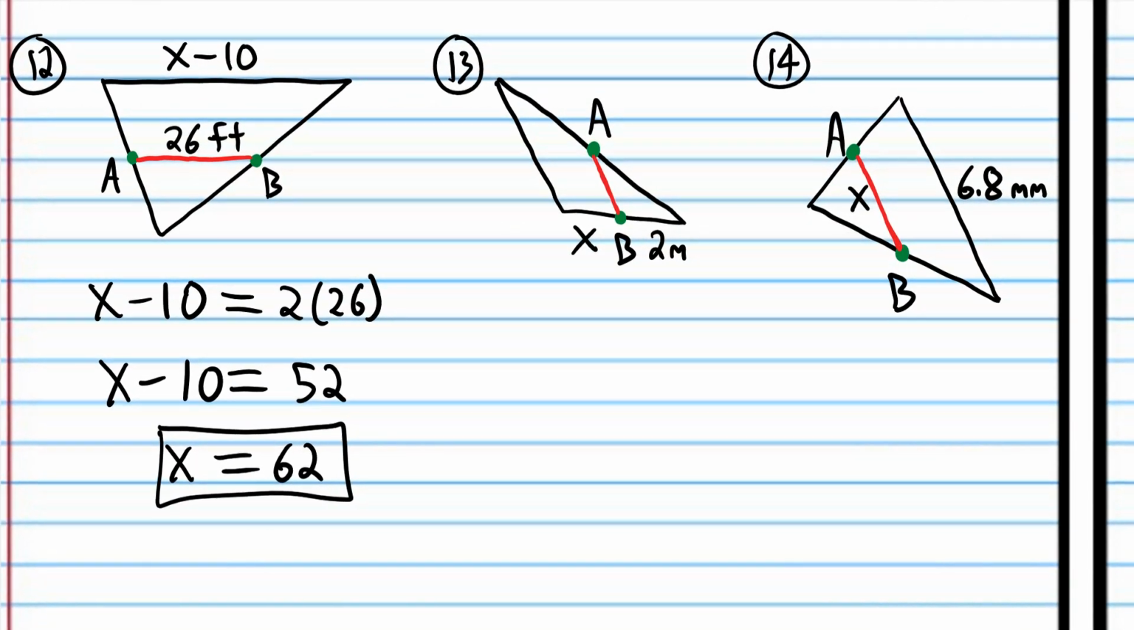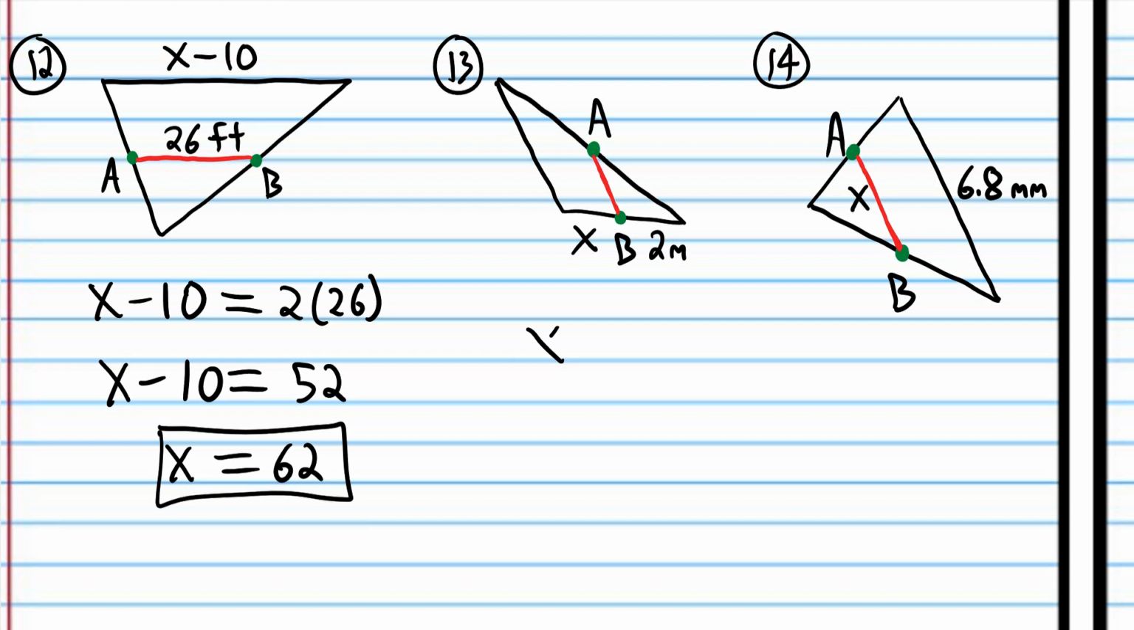Number 13, go ahead and try number 13. And when you come back, we'll do it together. I just want to give you a clue. In number 13, you don't actually need the midsegment theorem. All you need to know is that AB is a midsegment. Go ahead and try 13, and when you come back, we'll do it together.